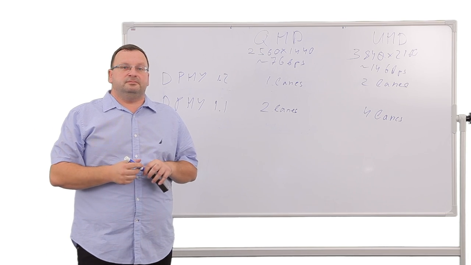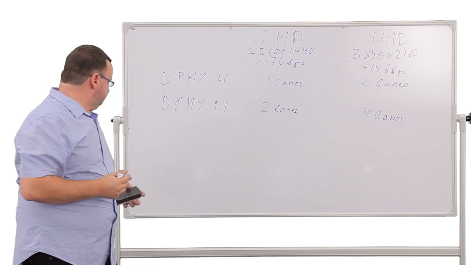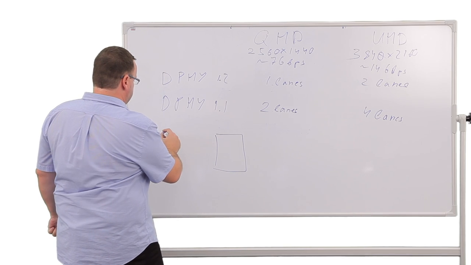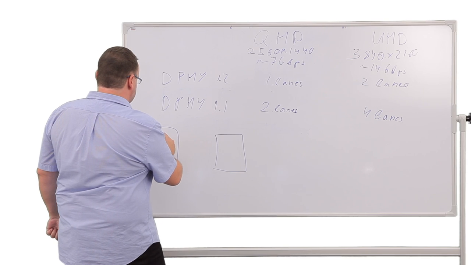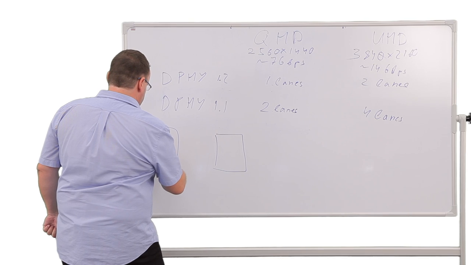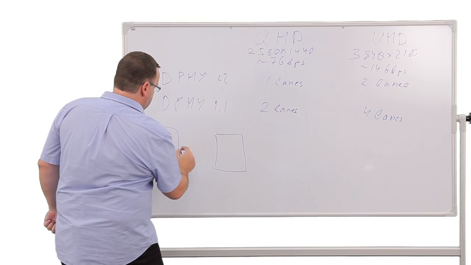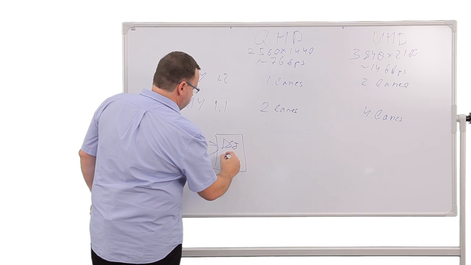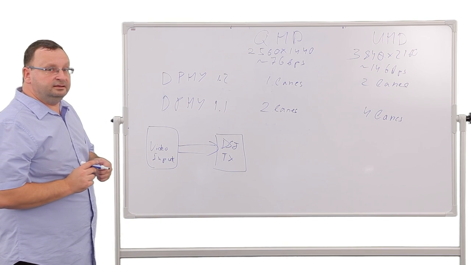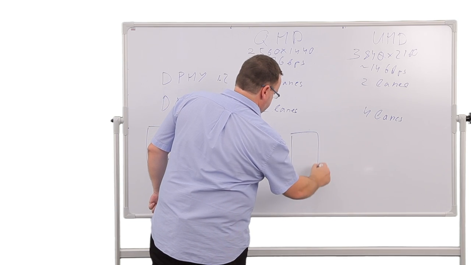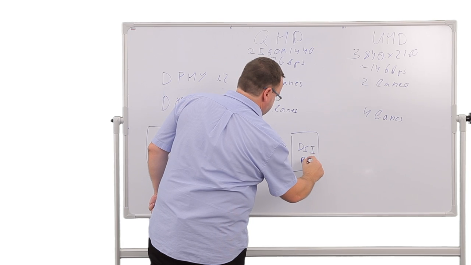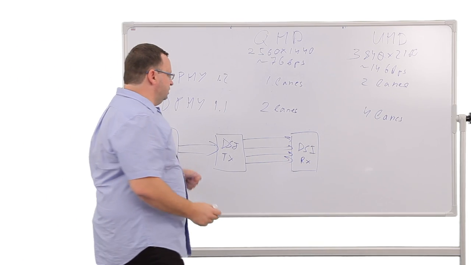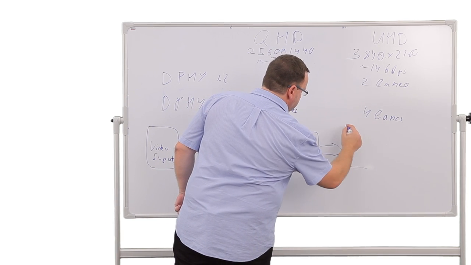Now, let's talk about how display stream compression works in this MIPI DSI protocol. This is a common scheme of video data transmission in DSI. Video input arrives to DSI transmitter. From here, the data is transferred to DSI receiver over the number of lanes required according to screen resolution. And from here it is displayed on the screen.